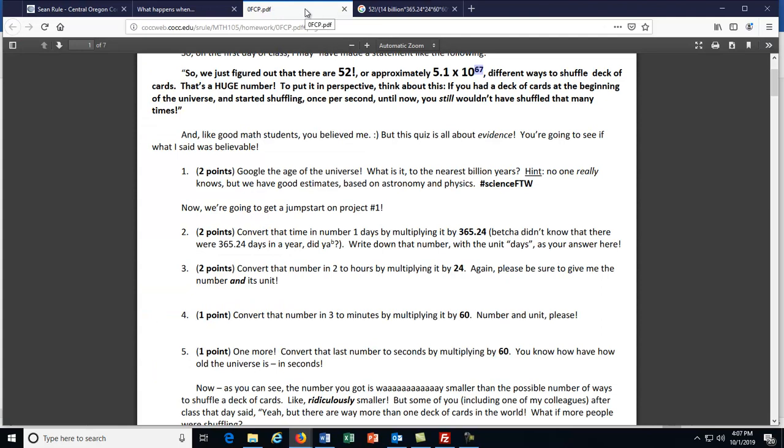It's ridiculous. Which means even with that many people shuffling an impossibly large number of decks, you still can't even put a dent in that number. And that is fairly staggering.